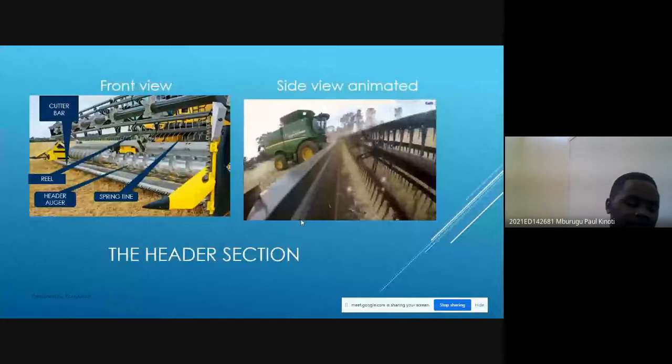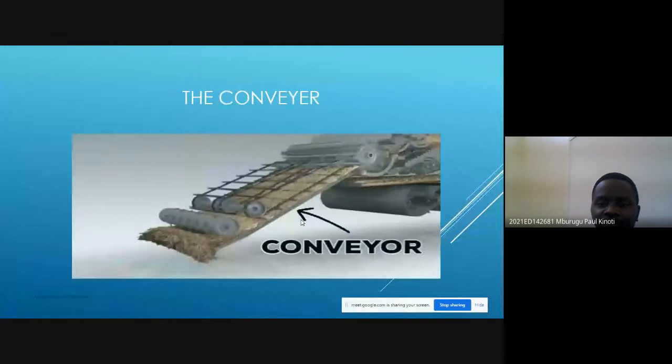So next I want us to look at the conveyor. So we can see how a conveyor looks like. Which part can you identify in the conveyor?